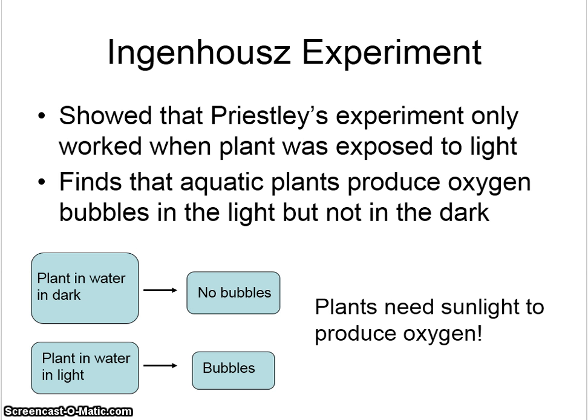And then you have Ingenhousz, and Ingenhousz took Priestley's experiment a little bit further and found that plants that were placed in, they took aquatic plants like you would put in an aquarium, and in the dark the plants would not produce any bubbles. But when the plants were in the light, they would produce bubbles, and that's because they were making oxygen. And he was able to conclude that plants must be exposed to light in order to produce that oxygen, so that sunlight had to be a key component for plants to grow, to produce that mass.